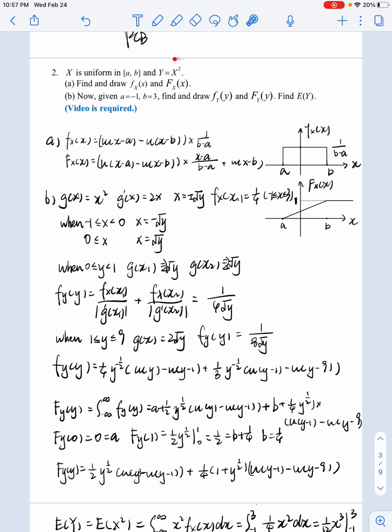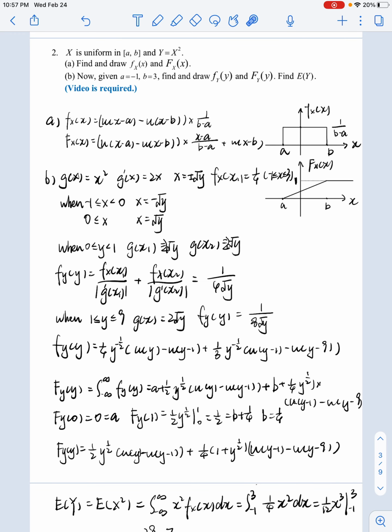And because y is the square of x, we will know there will be 2 conditions when y is from 0 to 1, because when x is from -1 to 0, x would be negative, so x should be the negative square root of y. When x is larger than 0, x would be the positive square root of y.